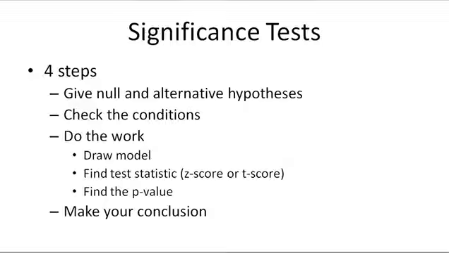And then you're going to find the p-value, which is the probability of your test statistic occurring or more extreme. So we have to find that as well. And remember, we're going to use normal CDF or TCDF for that. And then you have to make your conclusion. Do you reject a null or do you fail to reject a null?